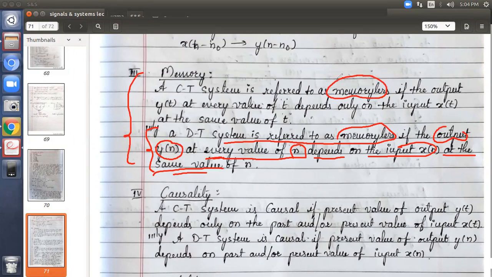You can even tell it in a converse way, saying the system has a memory. That is how you define it: if the system has something like x of n minus 3, some delayed terms, it means the system has a memory. When does delay happen?